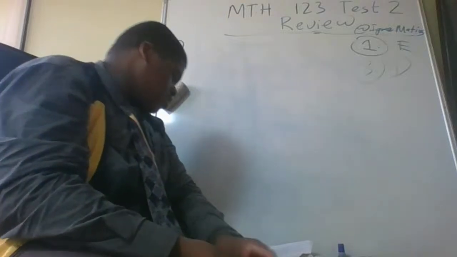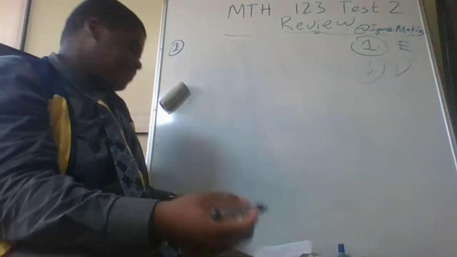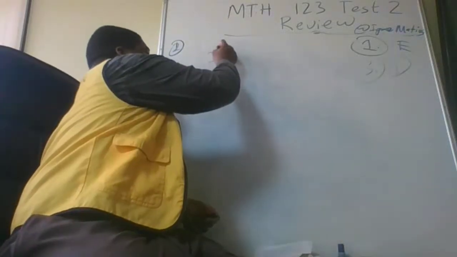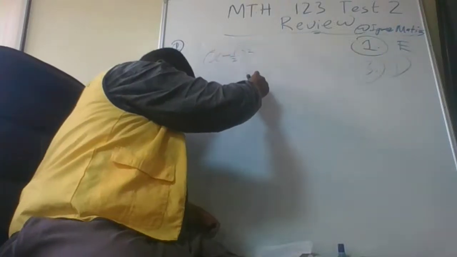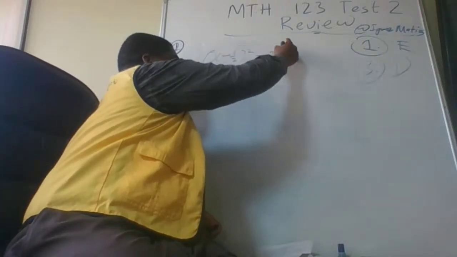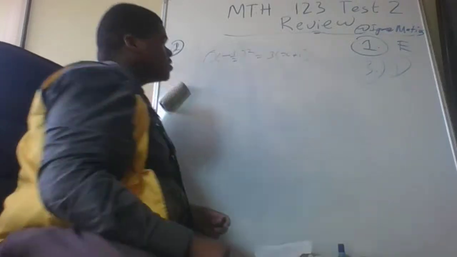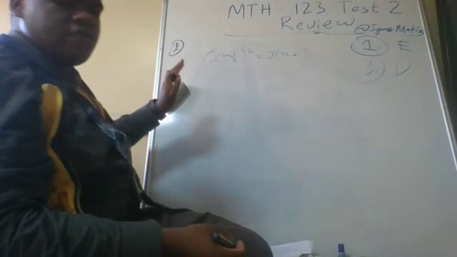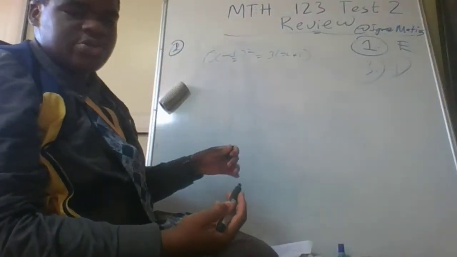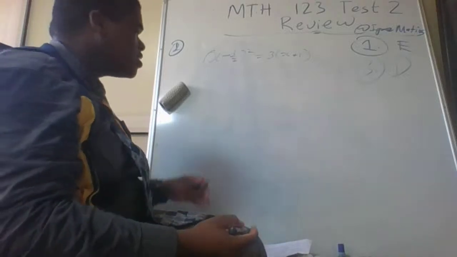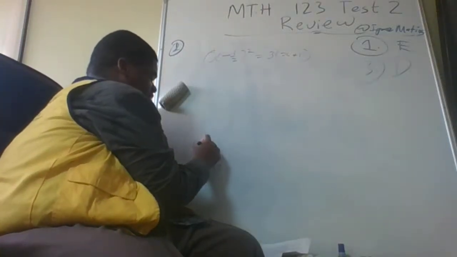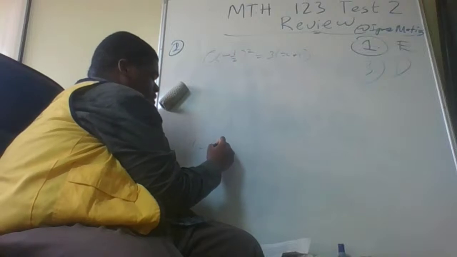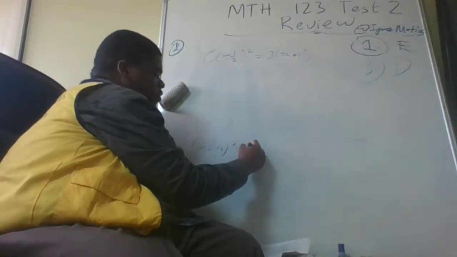Question 4 says, given the equation of a parabola, the equation of the parabola is (x minus 1/2) all squared is equal to 3 brackets x plus 1. Now, this here is just going to give you a quadratic equation, and you're just going to end up having two lines. That is, let us say you end up having (x plus a) all squared is equal to a constant c.